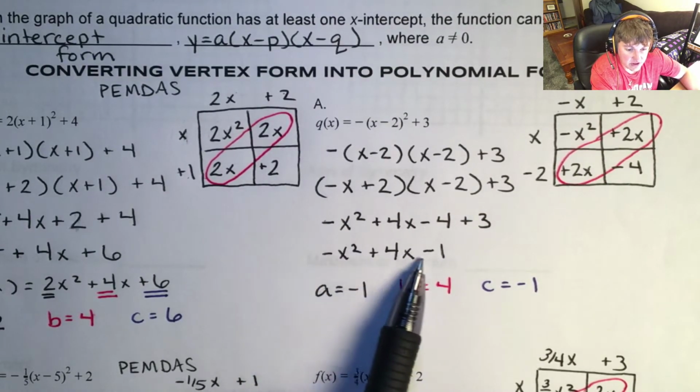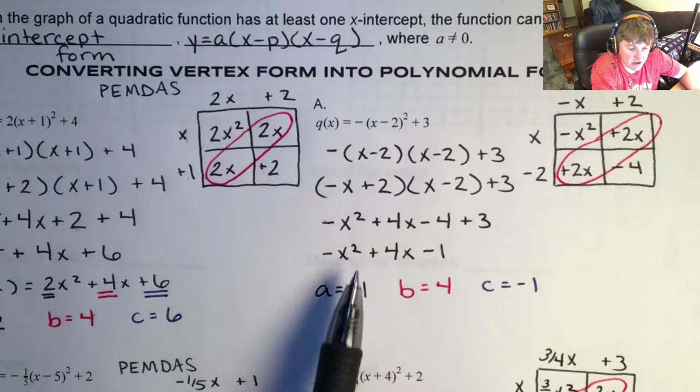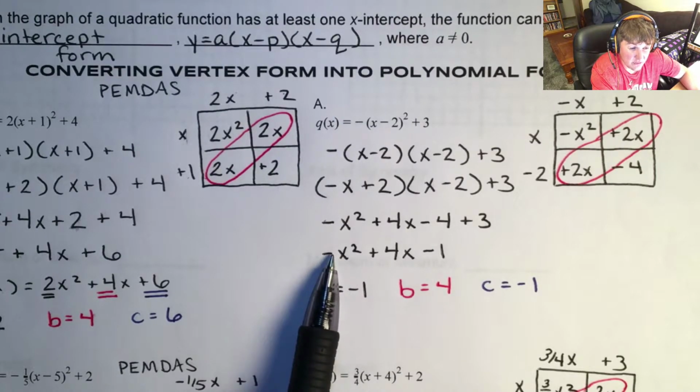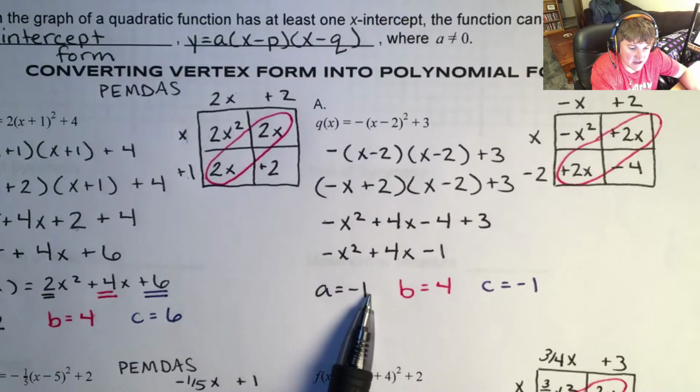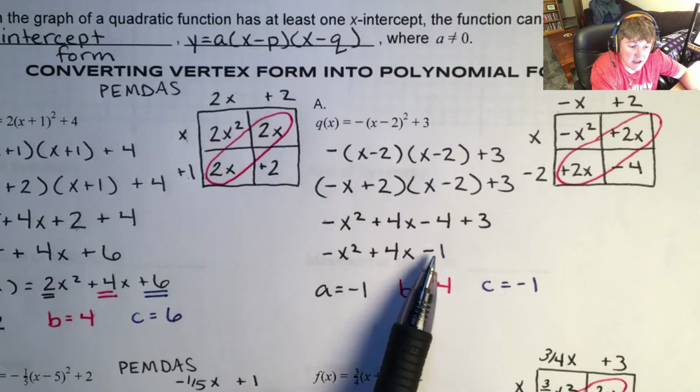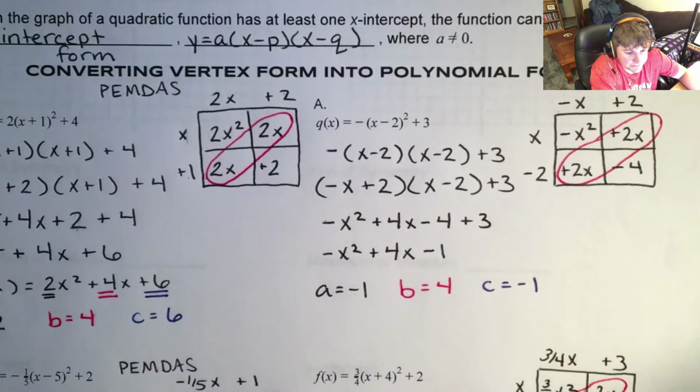Okay, and then last, so this is my function. Q of x is right here, and the a value is negative 1, right? Again, kind of tricky. It's a sneaky negative 1 here. Just the negative sign indicates that I'm multiplying by negative 1. B value is 4, and then my c value here is negative 1.